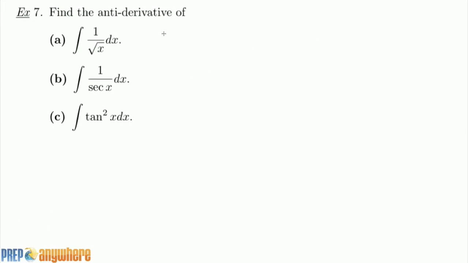So this one here, you could change it to x to the power of negative half and then do it. Okay.